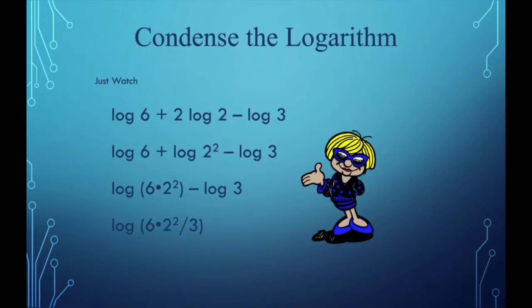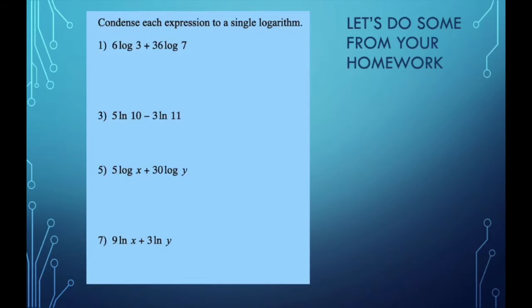At that point, if you wanted to put it all in your calculator, you could. This is 20. We said that was 4. 6 times 4 is 24. Divided by 3 is 8. And all of that would have been log 8. All right? Perfect. Number 1.